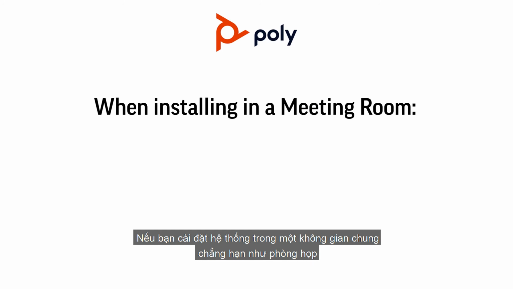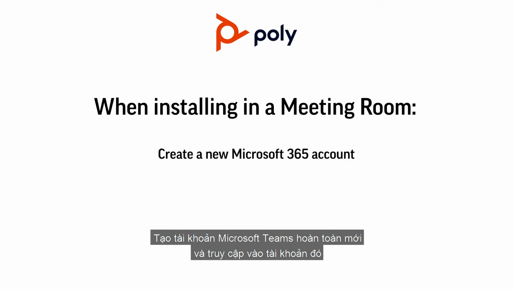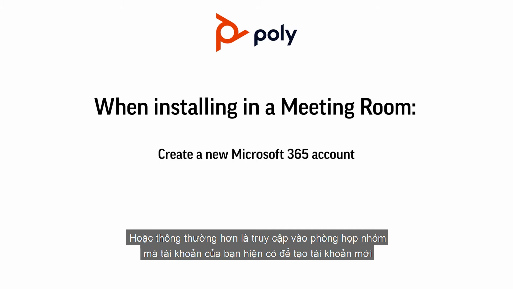If you're installing the system in a shared space, such as a meeting room, there are two scenarios. Create a brand new Microsoft 365 resource account and assign a Teams Rooms license to it, or more commonly, assign a Teams Rooms license to an existing resource account.